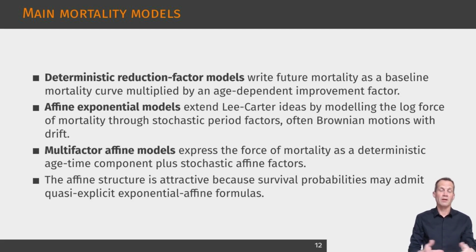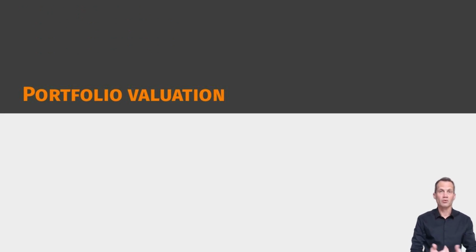Multi-factor affine models represent the force of mortality as a deterministic age-time component plus stochastic affine factors. Their main advantage is analytical structure. Survival probabilities can often be expressed in exponential affine form through systems of differential equations. The chapter also discusses Makeham-type specifications, where mortality is decomposed into an age-independent component and an exponentially increasing aging component. These models are useful for valuation formulas, but they have limitations. Mean reverting factors may fail to capture long-term mortality improvement, and Gaussian factors can imply a non-zero probability of negative mortality intensities.